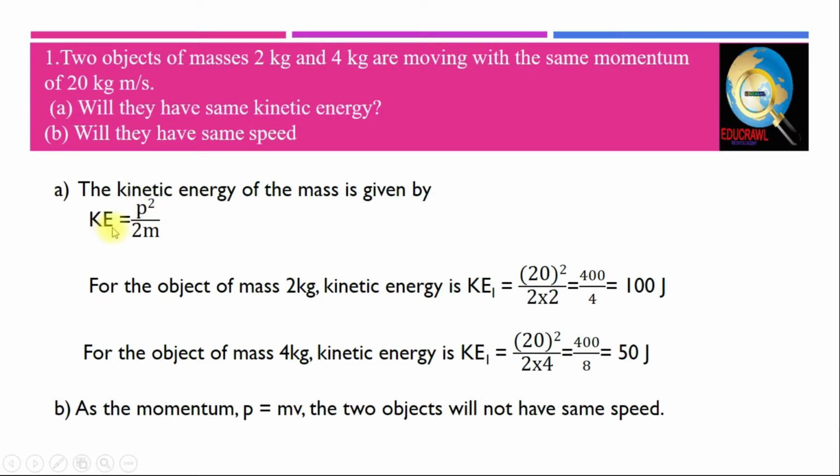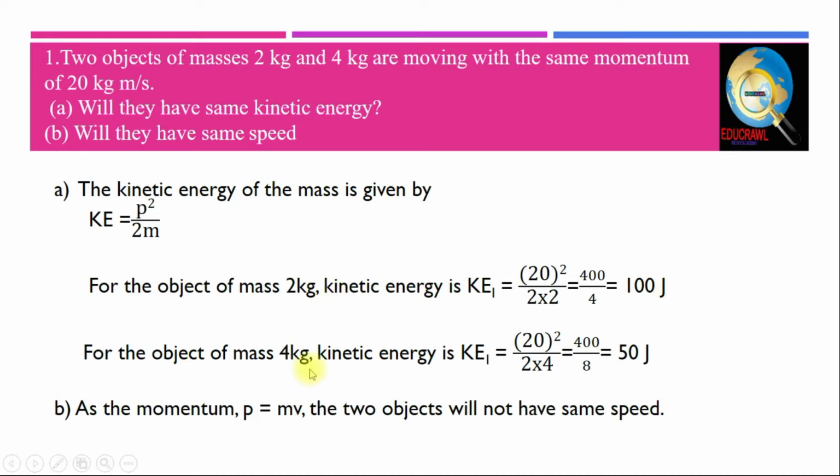We know this relation as kinetic energy is equal to p squared by 2m. So for the object of mass 2 kg, the kinetic energy is represented as KE1, whose momentum is given as 20 kilogram meter per second. So substituting in this formula, we have 20 squared divided by 2 into the mass of the first object, which is 2. So 20 squared divided by 4, which is 400 by 4, which is equal to 100 joule. This is the kinetic energy.